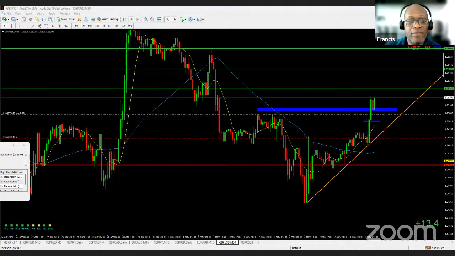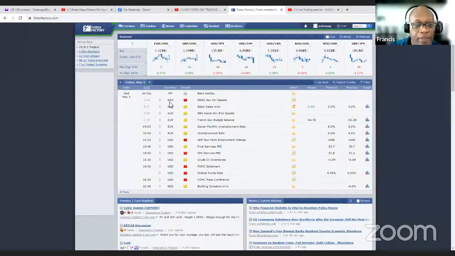Let me share this. So that's the news calendar, today's date, the 3rd. There is an ADP non-farm employment change. Now, this is a mini NFP. We have NFP on Friday, non-farm payrolls, which is the biggest news event in the Forex calendar.